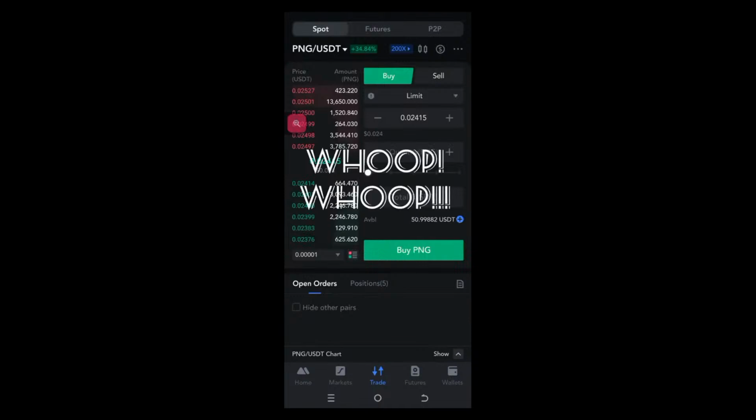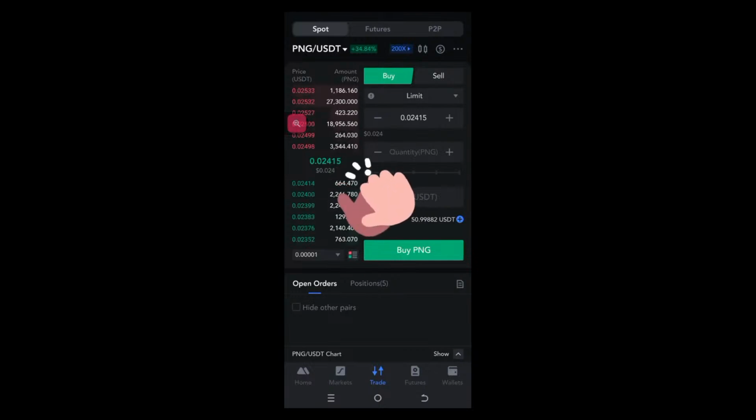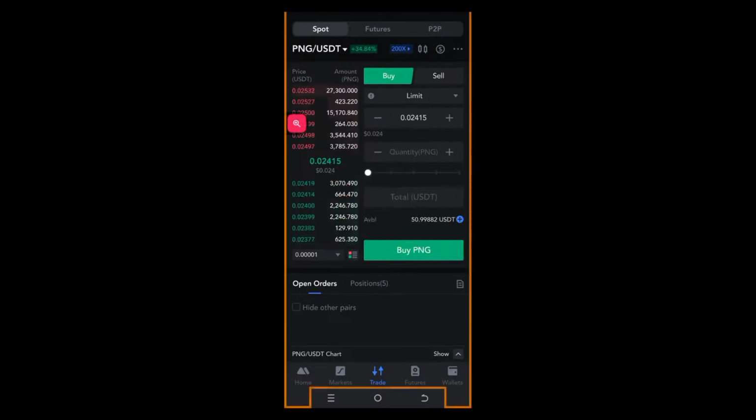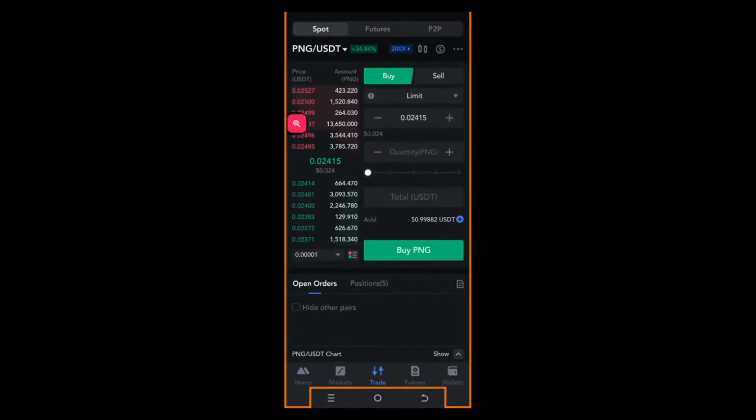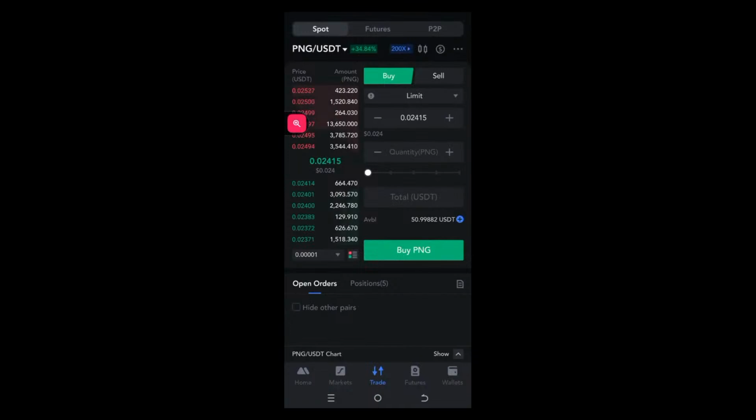Whoop, whoop. Can you see that? PNG has executed a second time. Awesome. And what do we have here? We've got 99 cents. Beautiful. This is practically almost $1. That's interesting. We made almost $1, which was almost 2% on PNG.